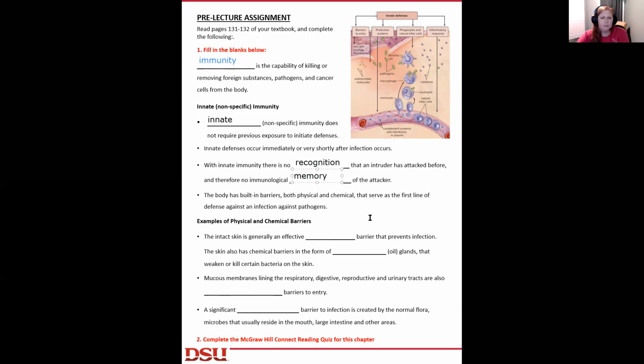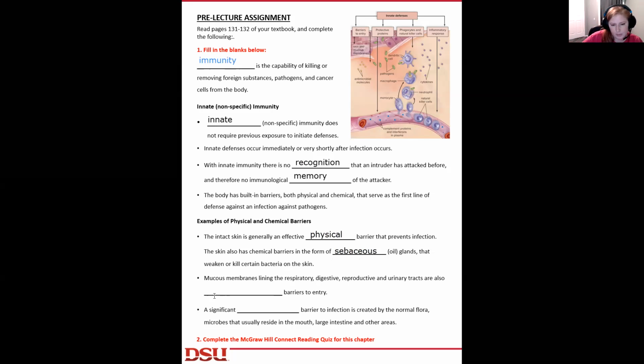The body has built-in barriers, physical and chemical, that serve as the first line of defense against an infection. The intact skin is generally an effective physical barrier. Notice it says intact because, as you know, if we have a cut or some kind of injury, bacteria can invade. The skin also has chemical barriers in the form of sebaceous glands, which is what oil glands in the skin are called, that weaken or kill certain bacteria on the skin.